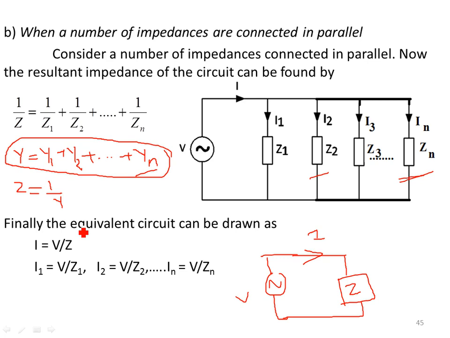Then two more concepts need to be studied: conductance and susceptance. What is conductance? Conductance is 1 by resistance. What is susceptance? Susceptance is 1 by reactance. So that is the basic concept of dealing with parallel AC circuits.